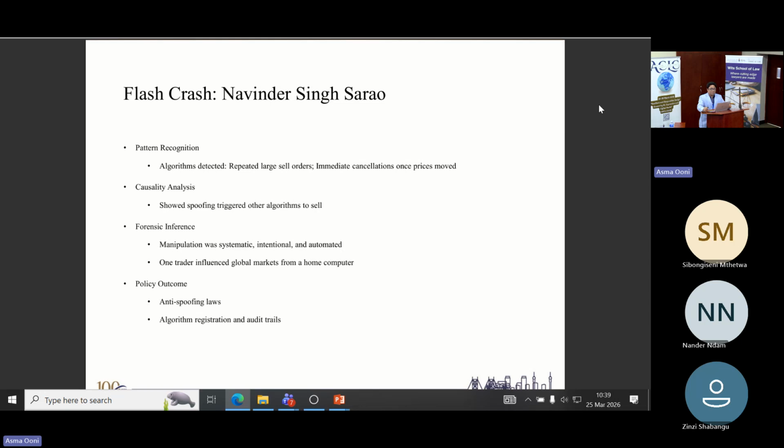Before that, we didn't have any anti-spoofing law. But after this incident, more laws came. Particularly, we have the Dodd-Frank Act, which is very popular in the US and which we use for security. And then we have algorithm registration and audit trails. Nowadays, if you are doing HFT, it is mandated that you register your algorithm with your particular regulators.